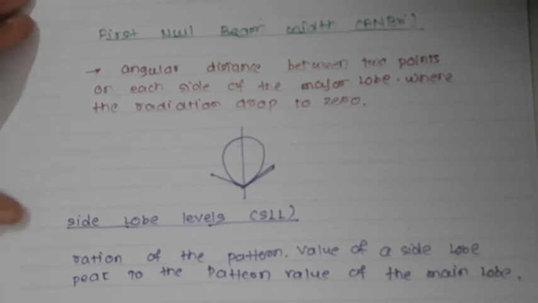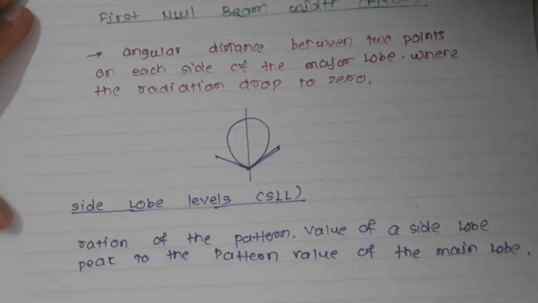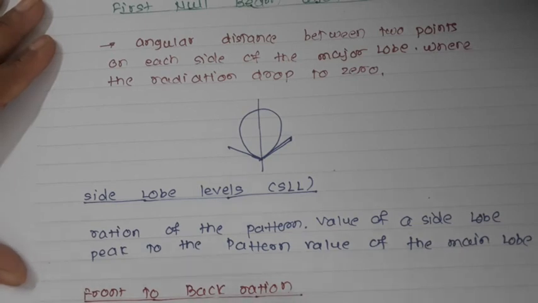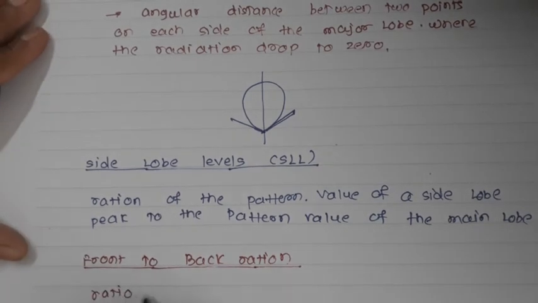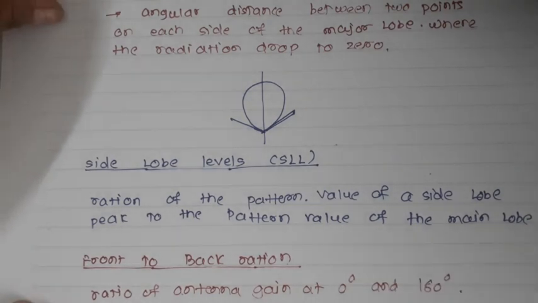Now let us discuss another parameter, which is the front to back ratio. When we talk about the front to back ratio, this is the ratio of antenna gain at 0 degree and 180 degree. So this is the front to back ratio.